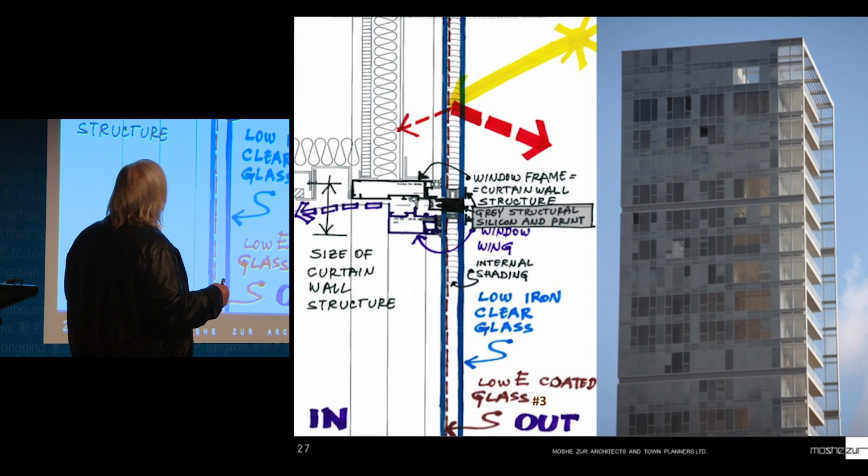But it also has a very great benefit from a climate point of view, because this is a low iron, very transparent glass, and the low-E coating is on face V, so when the shading gets heated, it discharges the heat outside and not inside.